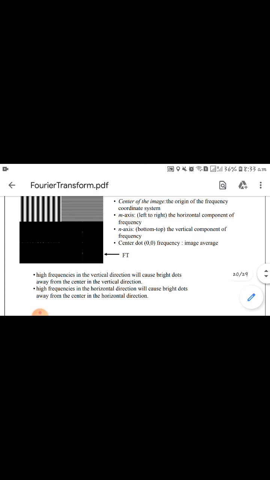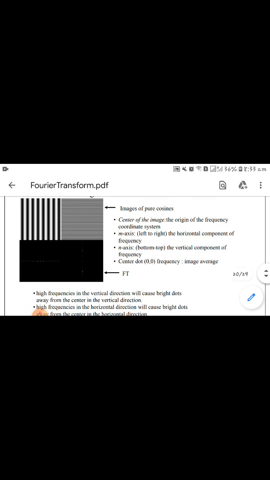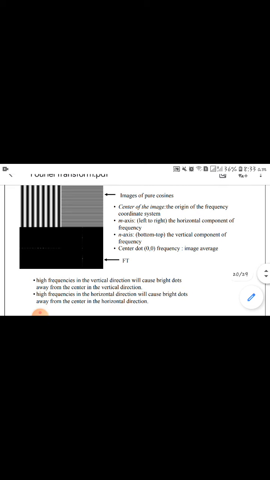High frequencies in the vertical direction will cause bright dots away from the center in the vertical direction. If you look at the figure on the left, the top left has vertical frequencies which are very high. When you look at the bottom Fourier transform, you can see that there is a bright dot along the vertical direction. Wherever the frequency is high, there you will have more brightness in the dot.